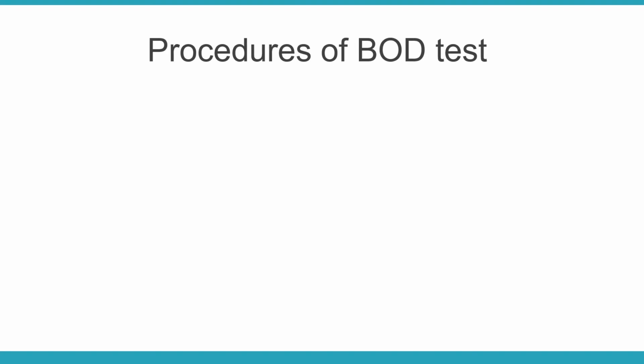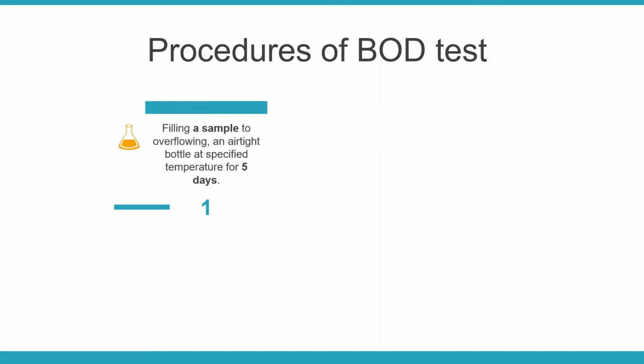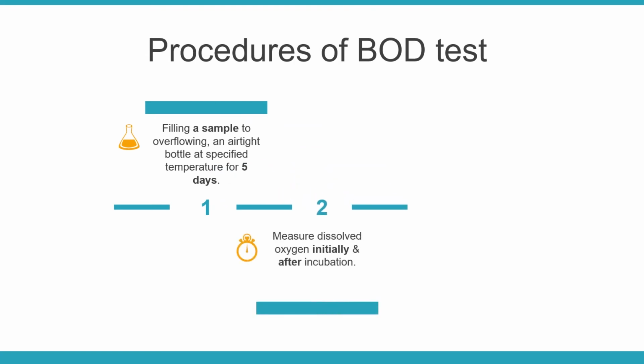Unlike the COD test, the BOD analysis test usually will take 5 days in order to be able to see the results. So first, the method consists of filling the sample to overflowing in an airtight bottle and incubating at the specified temperature for 5 days. Next, dissolved oxygen is measured initially and after incubation.